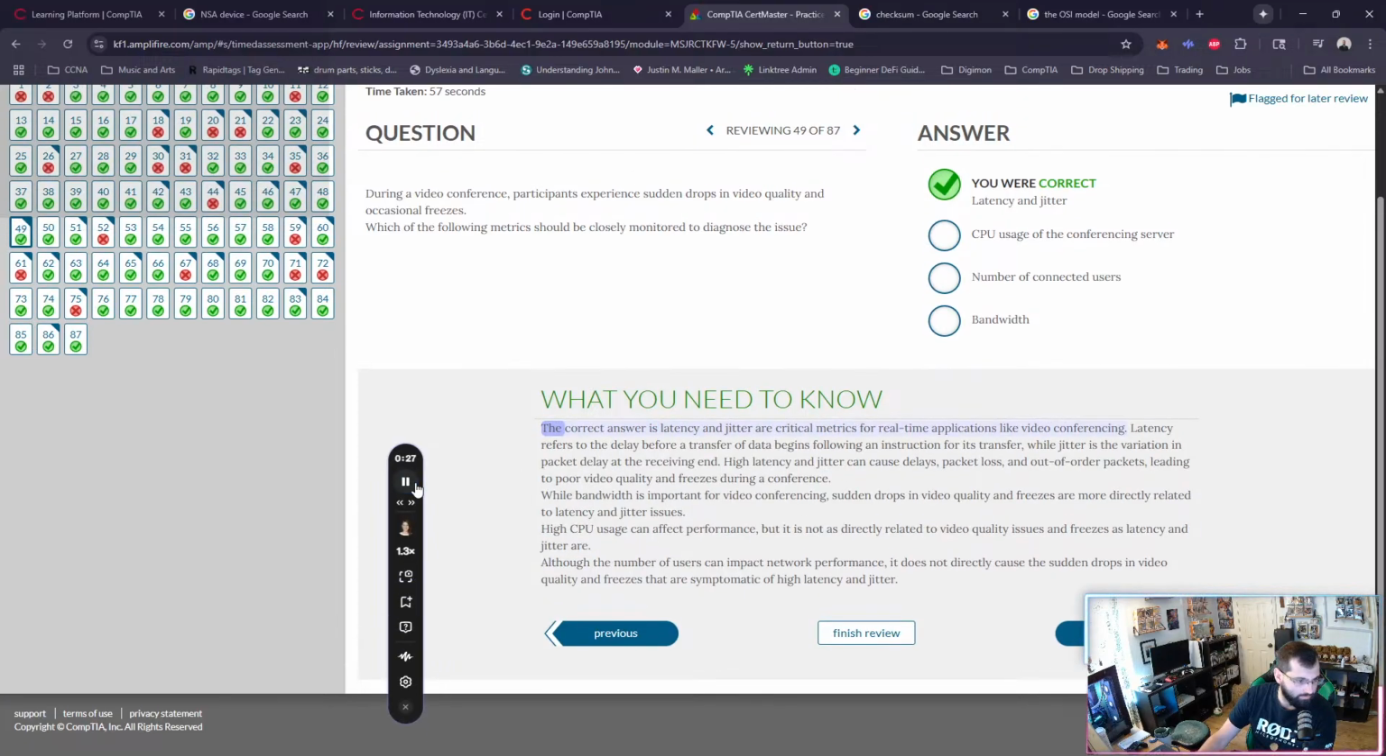Here we go. The correct answer is latency and jitter are critical metrics for real-time applications like video conferencing. Latency refers to the delay before a transfer of data begins following an instruction for its transfer, while jitter is the variation in packet delay at the receiving end.